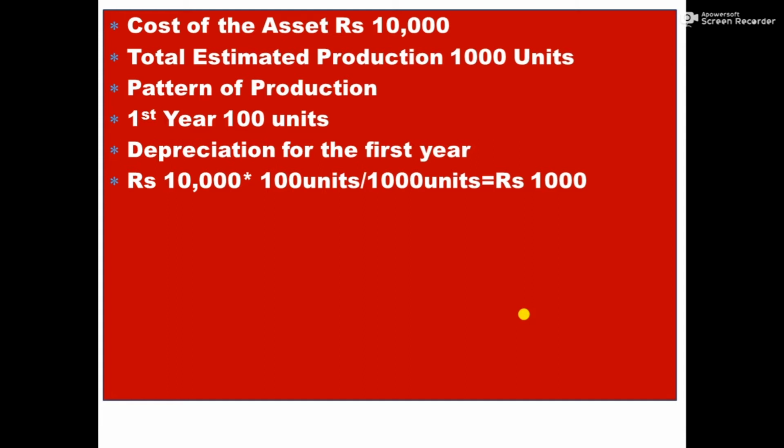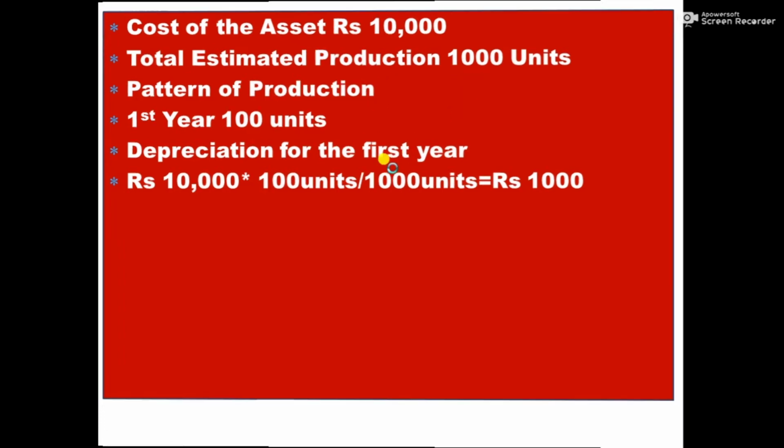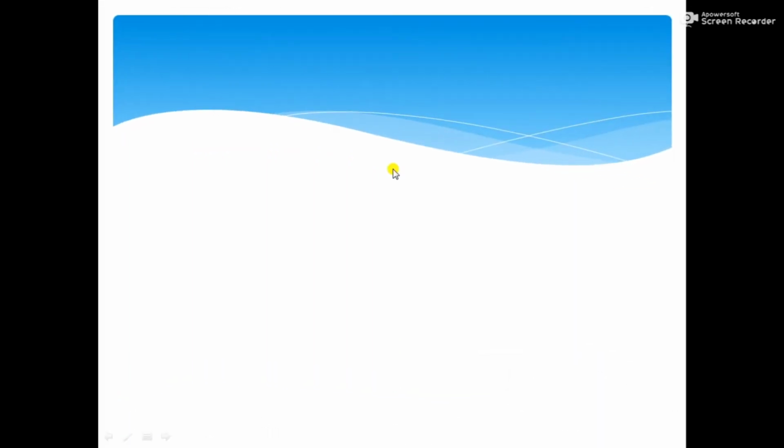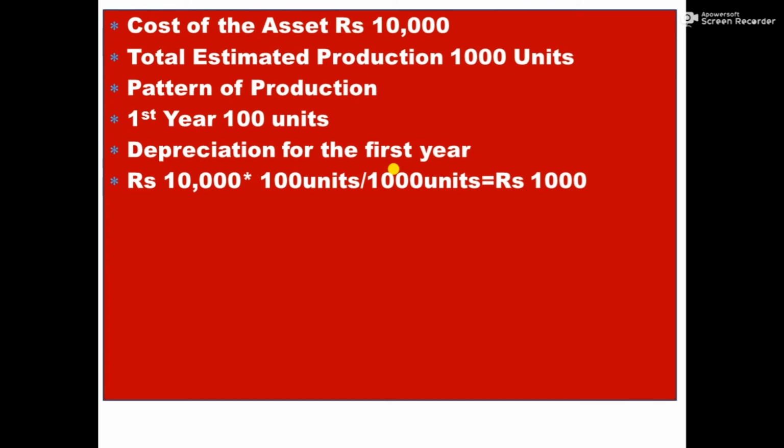Your total estimated production was 1,000 units, but for the first year you produced 100 units, and therefore the depreciable amount should be allocated for the first year based on how many units you produced during the first year. You produced only 100 units out of 1,000 units, and therefore your depreciation will be 10,000 into 100 units divided by 1,000 units, that is equal to rupees 1,000.